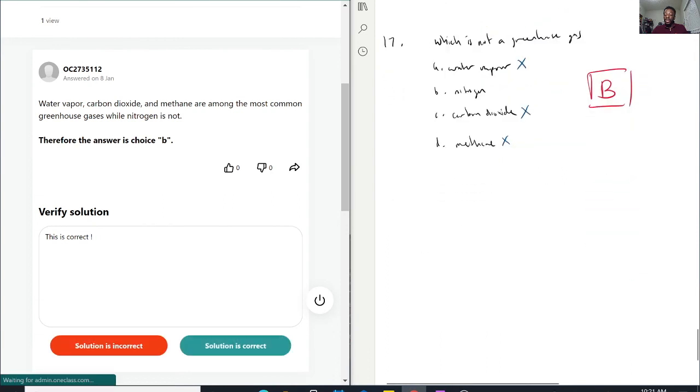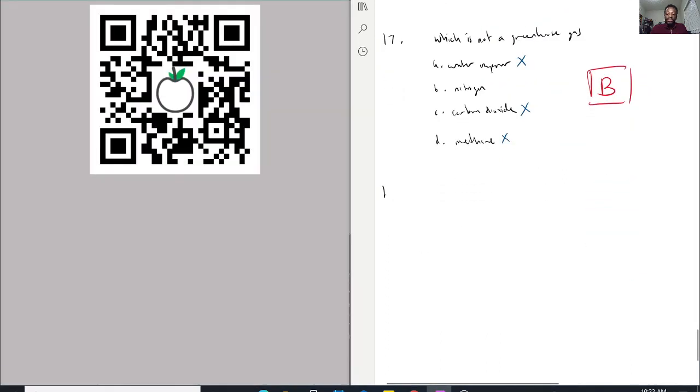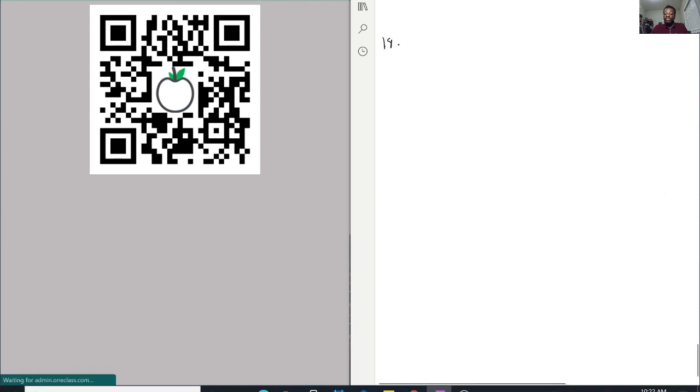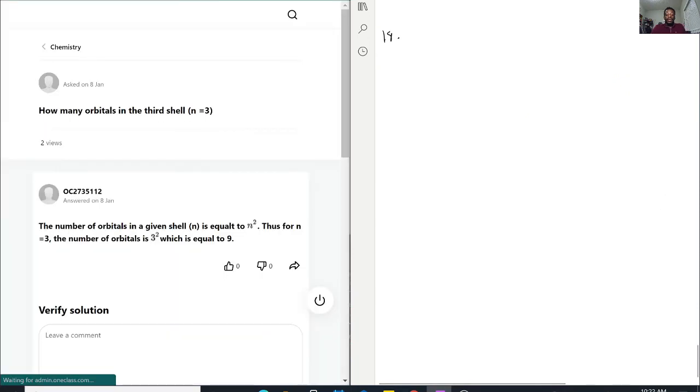So let's move on to the next question, question number 18. Okay? We have, how many orbitals are in the third shell? You can see the answer there already, but let's break it down. If we didn't just know the formula they give us, n squared with n equals 3, what this is referring to is when you're doing your electron configuration, they're asking how many orbitals really are in the third shell.